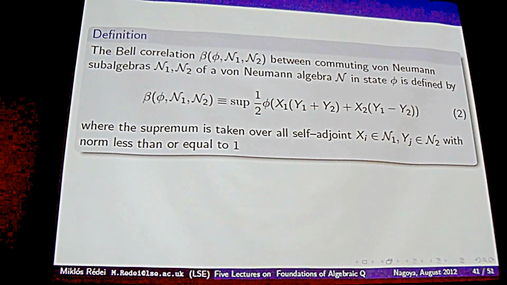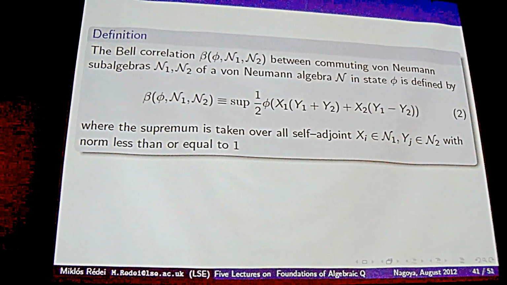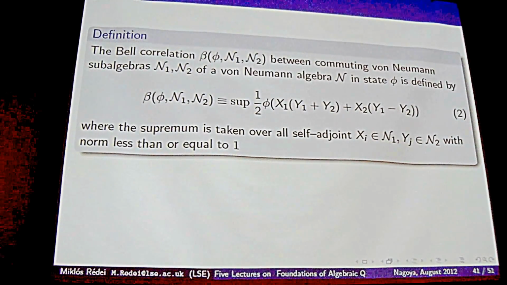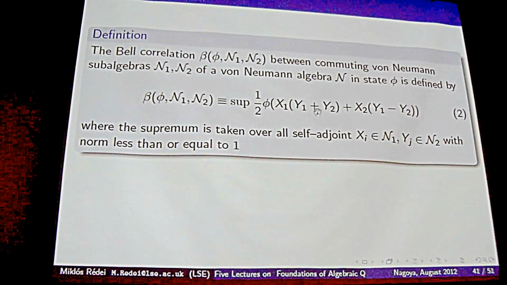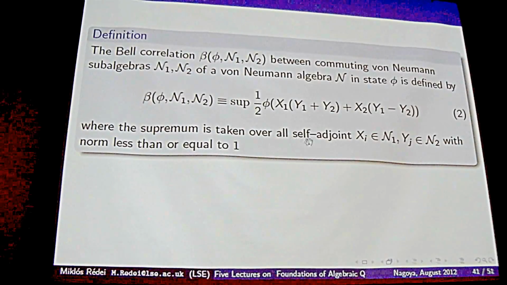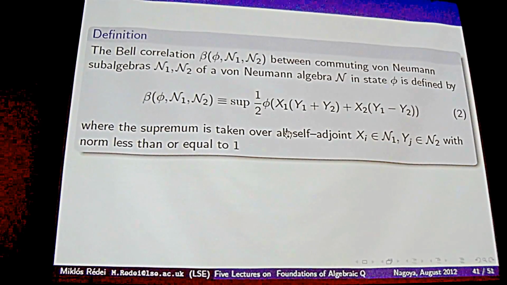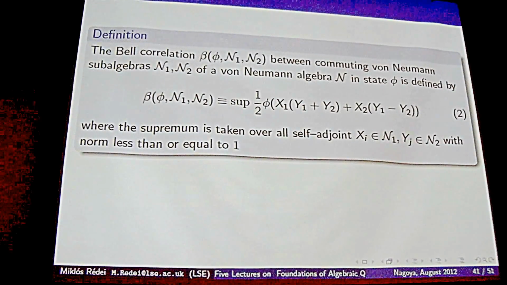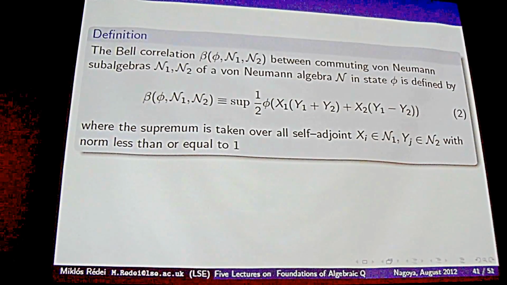And here is the main definition with which we can start, namely the definition of Bell correlation between two commuting von Neumann subalgebras of the von Neumann algebra in a particular state. It's the supremum of this correlation here. The supremum is taken over all self-adjoint operators here with norm less than or equal to 1. This definition, outside of quantum field theory, makes sense for general von Neumann algebras.